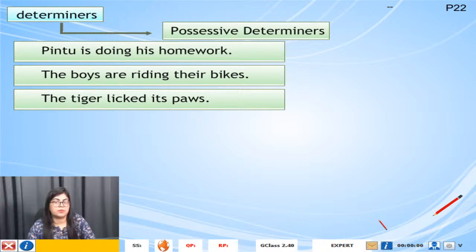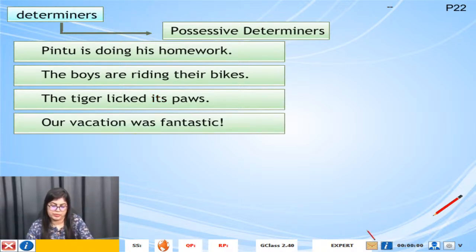The tiger licked its paws. Okay, so the tiger was licking its own paws. So who is its talking about? Yes, it is talking about the tiger. The tiger licked its paws. So it's.